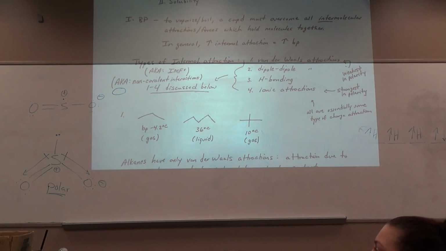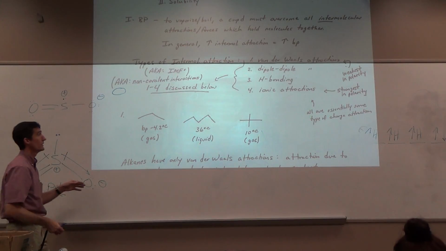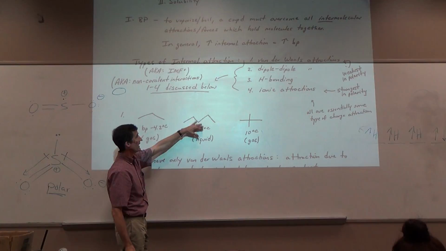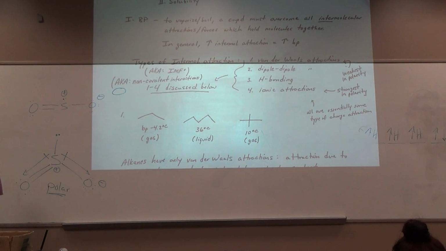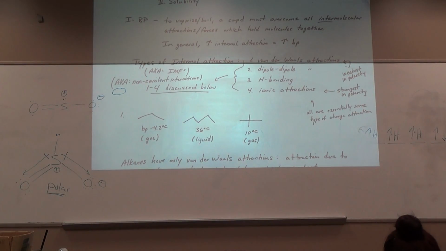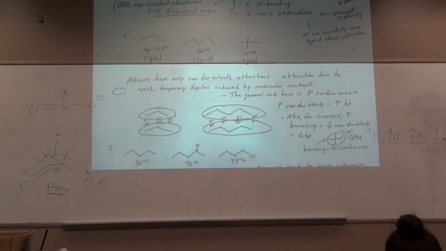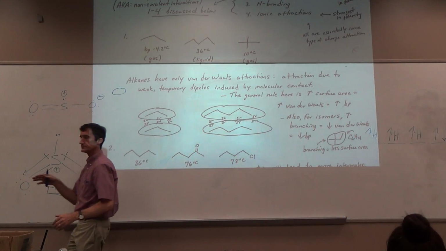Well, the first answer is it's got more IMFs. That's what makes boiling points higher. But we got to explain more than that. How does it have more IMFs? What type of IMFs does it have? The only thing it has is van der Waals. That's the only type of IMFs it has. What are van der Waals? Van der Waals is sort of when the molecules bump into each other.